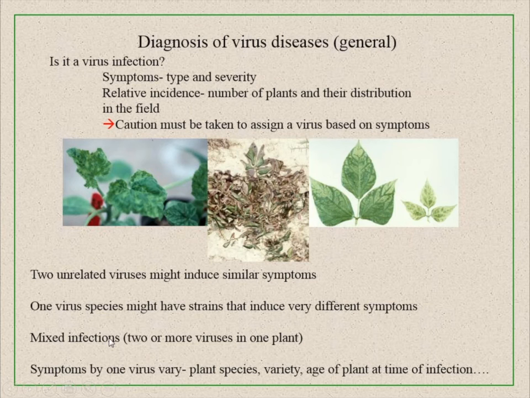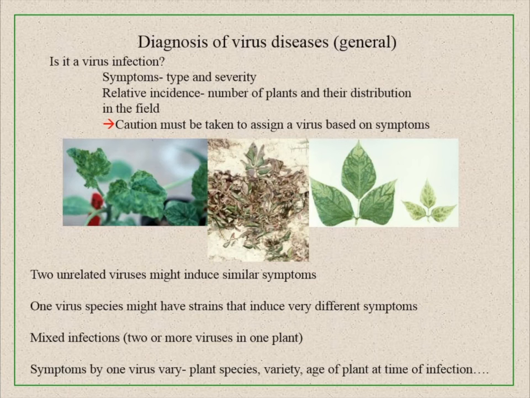Mixed infections of two or more viruses occur very commonly in the field. This is within single plants. So I have this plant here as an example. This is potato leaf roll virus in potato. Alone, potato leaf roll virus is pretty easy to diagnose. It causes pretty distinct leaf roll symptoms in potato. This particular plant was also affected with 3 other viruses. So potato leaf roll virus was masking the symptoms of the other viruses.